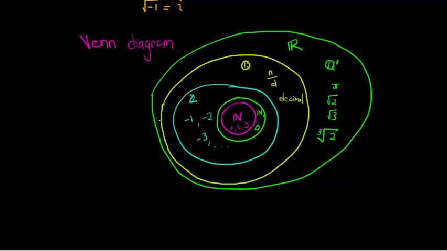That's where we're going to stop, but there would be a bigger one called the complex numbers, which are all the real and the imaginary numbers. But let's stop it here. This is the Venn diagram. That's as much as you need to know when it comes to number sets, and I hope this was a simple enough topic for you to understand.